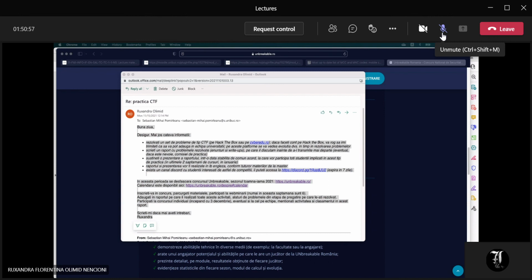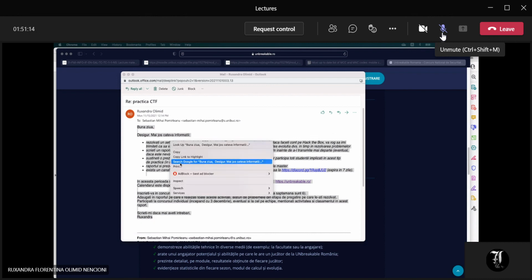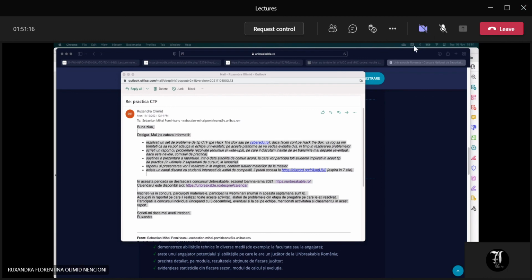I put it here in the Teams, and then everybody can see. It's in Romanian, but it doesn't matter. I just put it here in Teams in the chat. Oh, that's not good because it's black on black. Okay, you just copy it and you put it somewhere else. It's black on black, but it's fine.